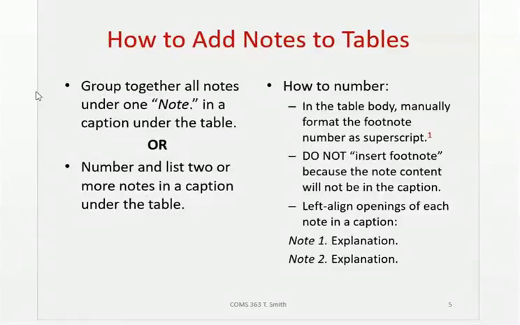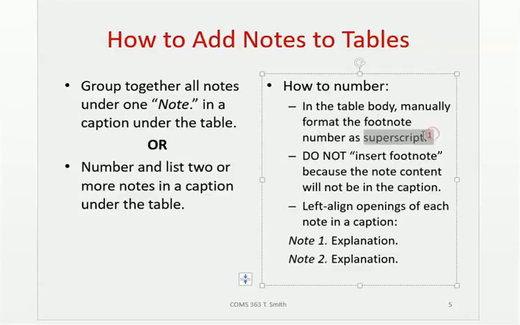How to add notes to tables. This is important because not all of your information will be able to fit comfortably on the table without wrecking its visual design and its conciseness. You could group all of your notes under one note below the table in a caption, or you could number several notes if there's 2 or more of them and put those also in the caption right under the table. How you would number is in the table body.